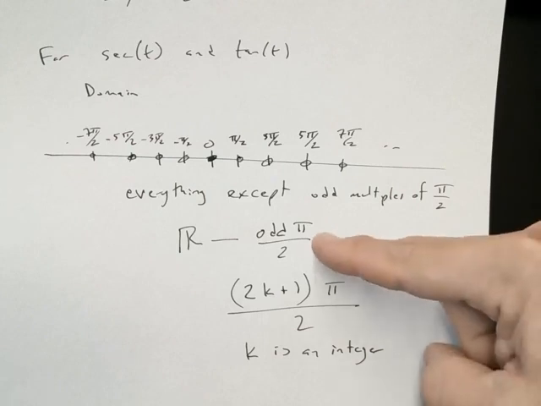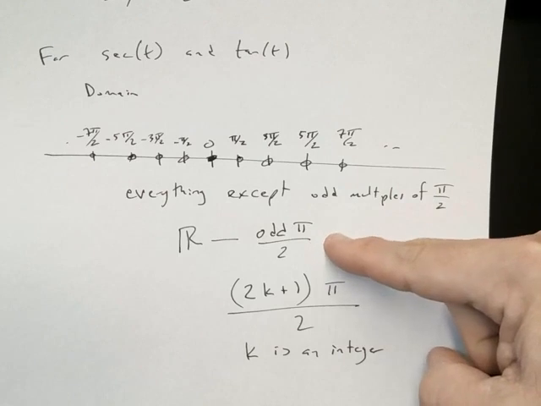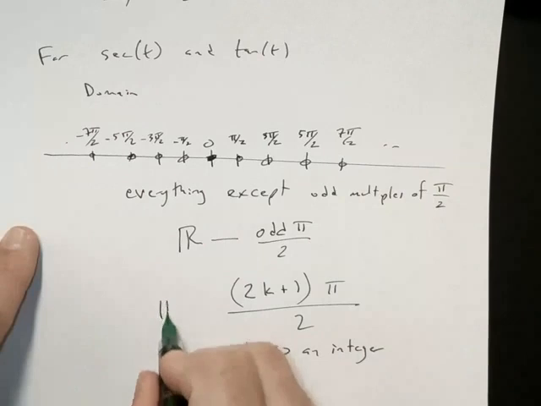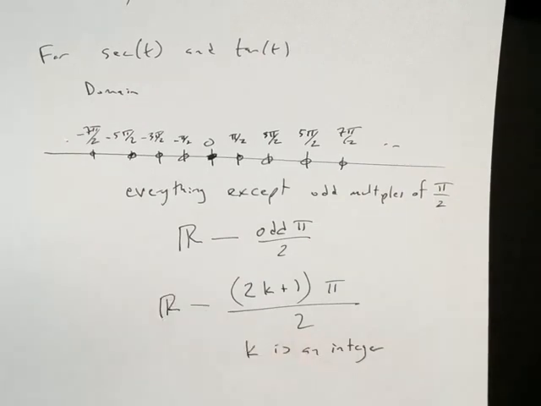I'm perfectly happy with this. Throw out the odd pi over 2. But that's exactly what this says as well. Whew.